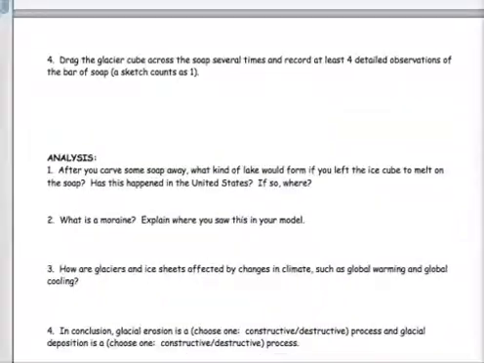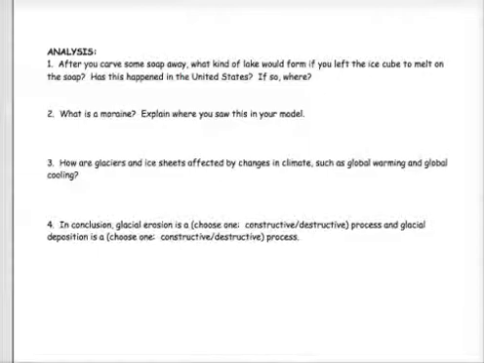And there are some analysis questions at the bottom. They're fairly easy, but some of them come from your notes, some of them come from the lab itself. So if you can't answer it without your notes, then grab your notes packet and look in there.